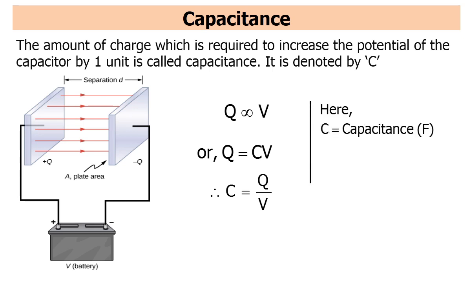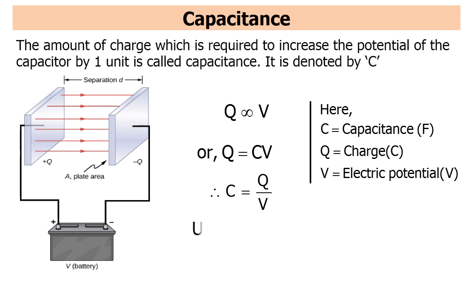Here C is the capacitance, Q is charge whose unit is coulomb, and V is electric potential whose unit is volt. If you want to calculate the unit of capacitance, then you have to put the unit of charge and electric potential, and after putting them, we will get the unit of capacitance as coulomb per volt. There is another unit of capacitance which is farad.